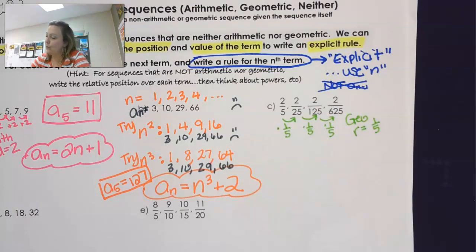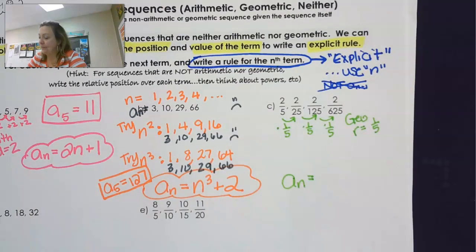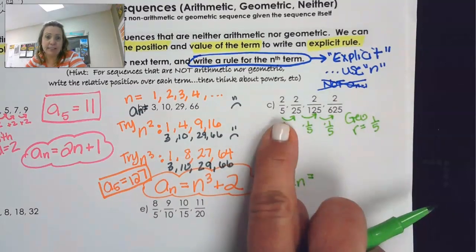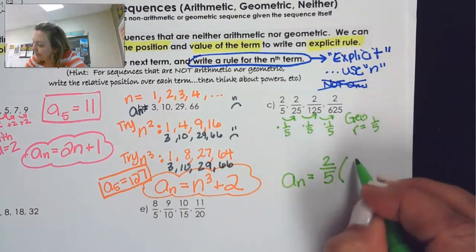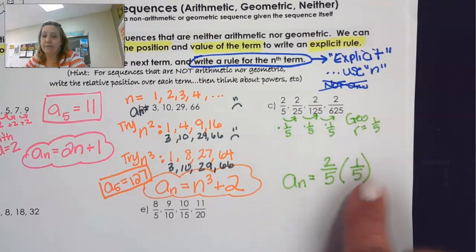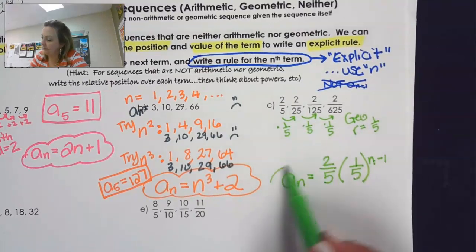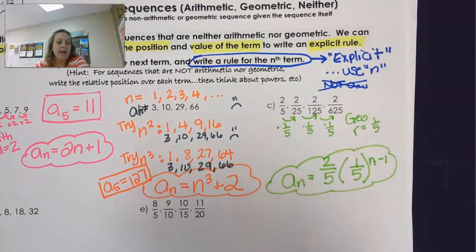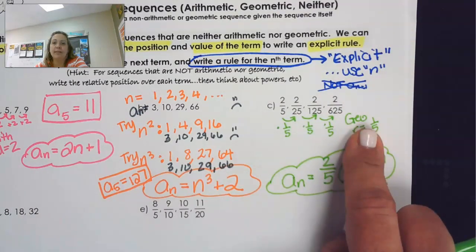And so the rule that we can use, as we know for the geometric, is we do use a sub 1 for geometric, so I'm going to take 2 fifths, and then I have times 1/5, r, raised to the n minus 1. And that would be my rule. Again, because we know that geometric is exponential with that kind of a rule.